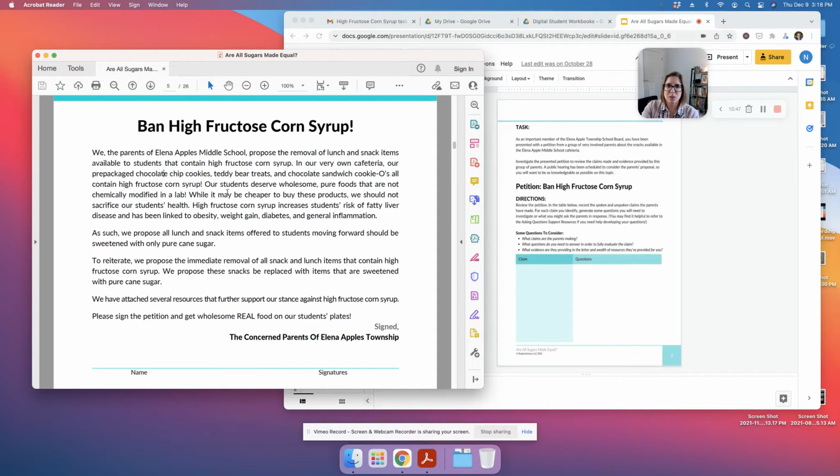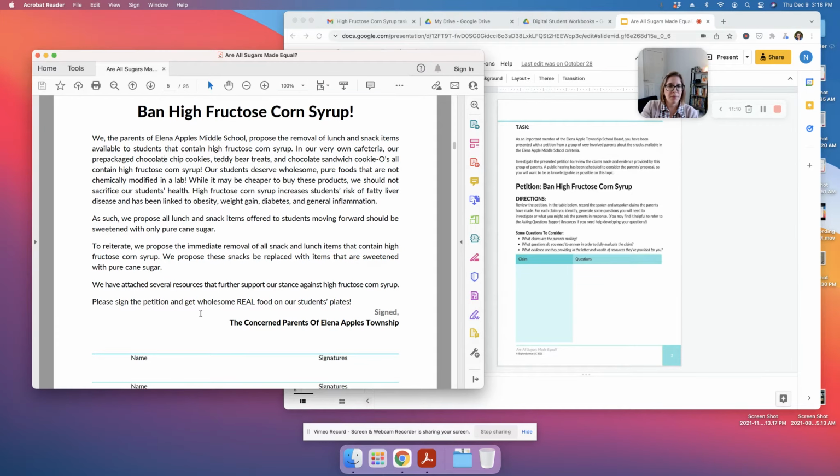So let's go back through this petition and identify what claims these parents are making. We should not sacrifice our students' health. They're saying that pure foods are not chemically modified in the lab. They're saying that high fructose corn syrup increases the students' risk of all those things. They're proposing a replacement with pure cane sugar. If your students are at the level where they can infer, what are they saying about pure cane sugar? They're saying that pure cane sugar is not connected with obesity, weight gain, diabetes, and general inflammation.